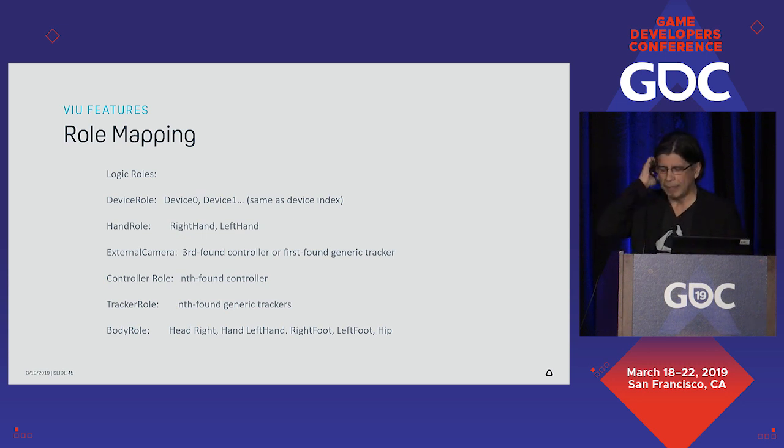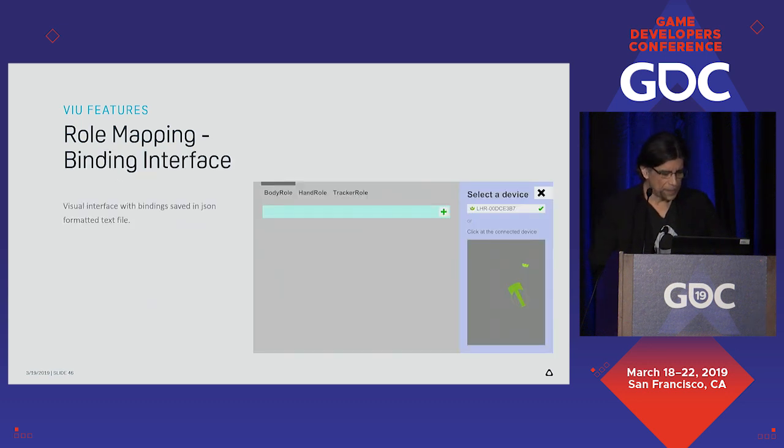Role mapping. So we decided to make groups of these roles to describe devices, instead of dealing with specific device names or device IDs that could change. So we have a mapping system. Basically, it uses the serial number of the device, and it stores it as a JSON text file. But we decided to have a tool that lets you do this mapping very easily.